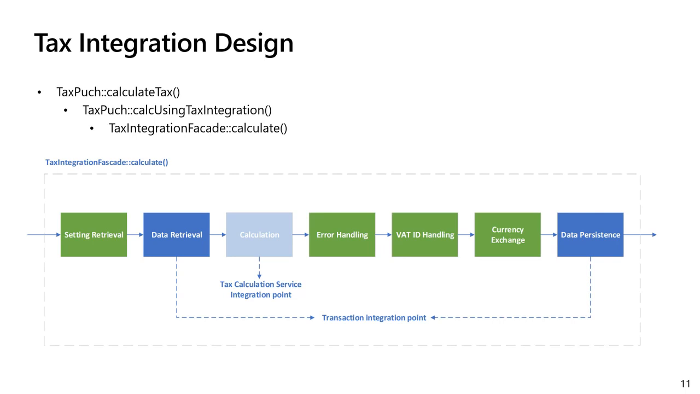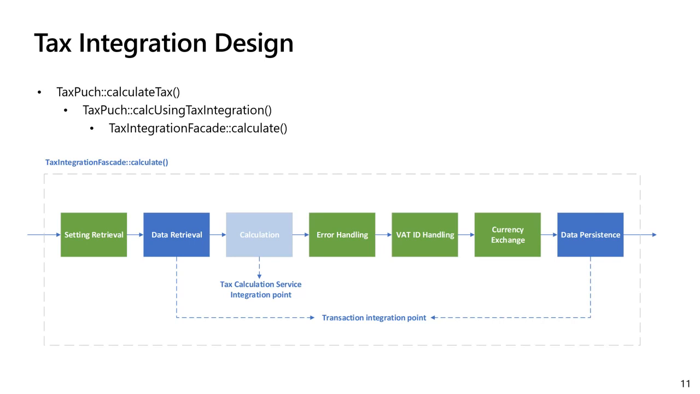The first block is setting retrieval. It will retrieve the tax parameters from F&O and host them in an object. There will be an object called the tax integration document, which will save all the settings.